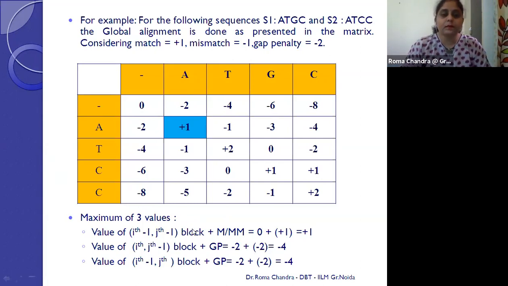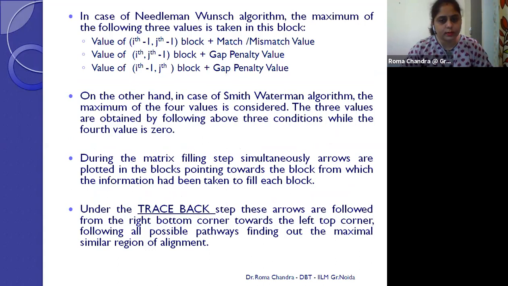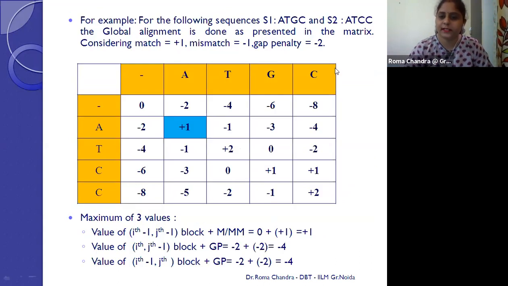Now, what I was telling you was the initialization. So we need to go with the step of initialization, fill the first row and the first column with the gap penalty value in case of Needleman Wunsch, and fill the first row and the first column with 0 values if I'm considering the Smith-Waterman algorithm. The next step is the matrix filling step. First, I'll create this matrix, then I'll put these gap penalty values, then I'll keep adding these values.